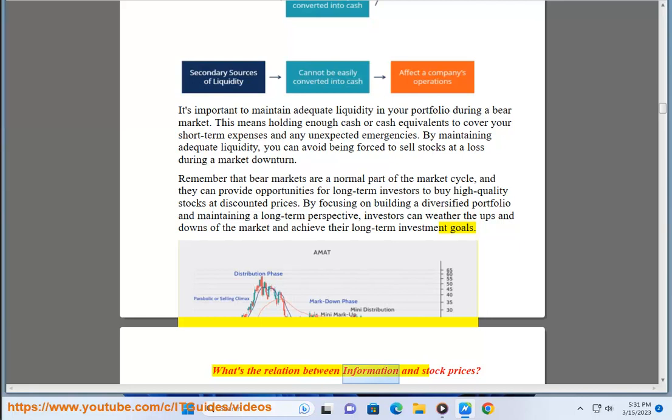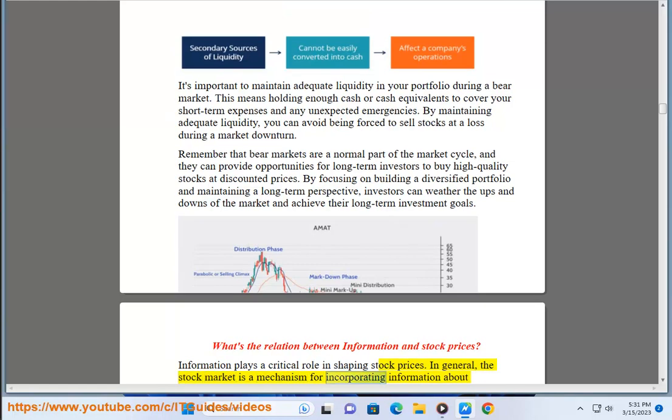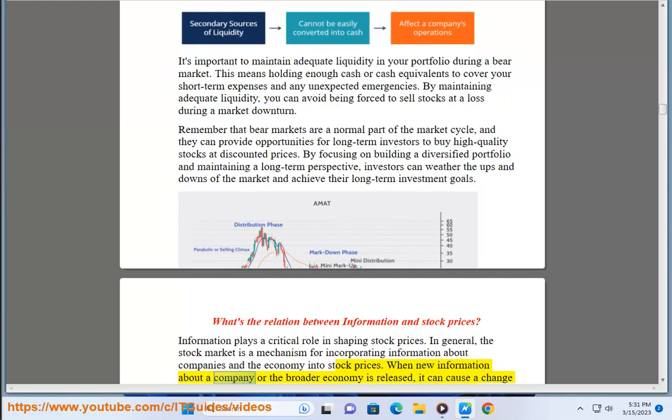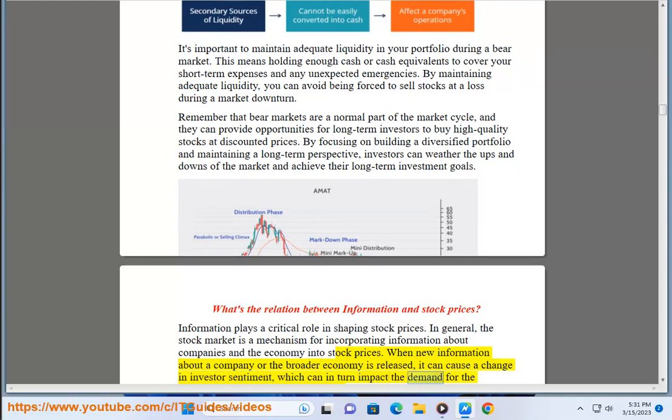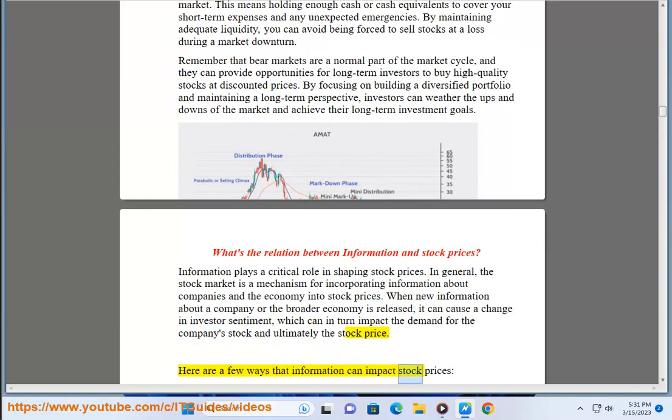What's the relation between information and stock prices? Information plays a critical role in shaping stock prices. In general, the stock market is a mechanism for incorporating information about companies and the economy into stock prices. When new information about a company or the broader economy is released, it can cause a change in investor sentiment, which can in turn impact the demand for the company's stock and ultimately the stock price. Here are a few ways that information can impact stock prices.